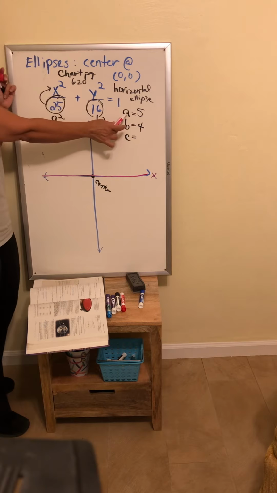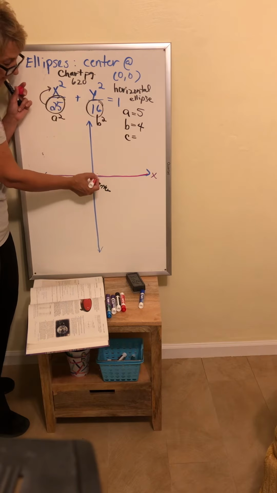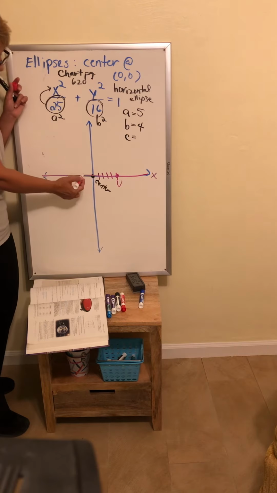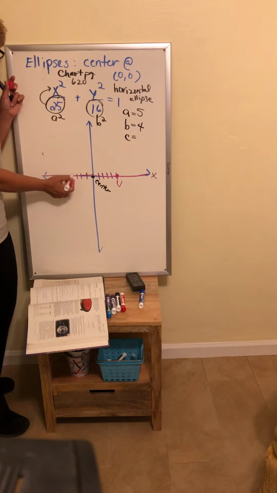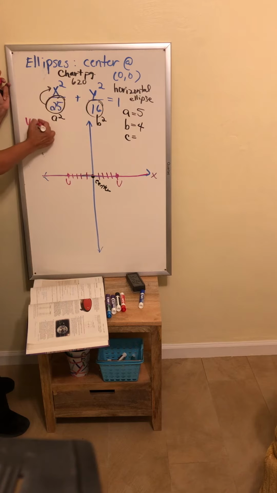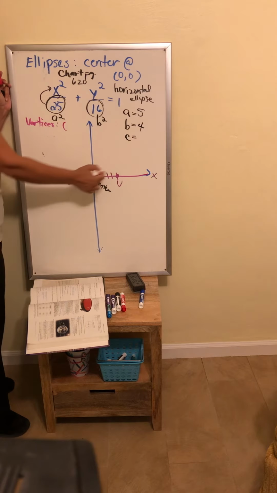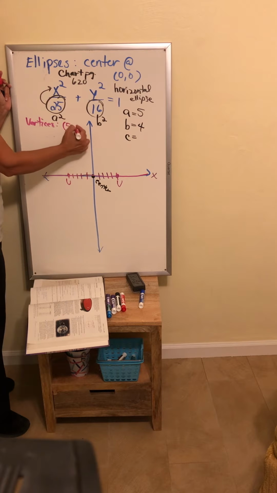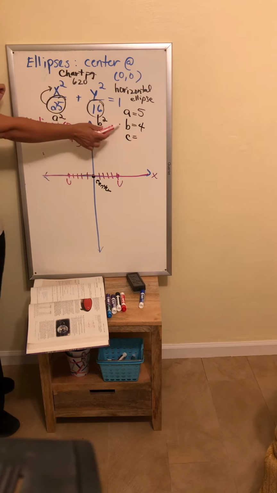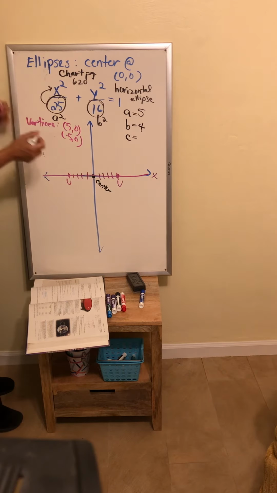So a is the distance to the vertices from the center. So from the center, I'm going to go to the right 5, and there's going to be one vertex. And I'm going to go to the left 5, and there's going to be another vertex. So the ordered pairs for the vertices, since it's on the x-axis, are at 5, 0, and negative 5, 0.